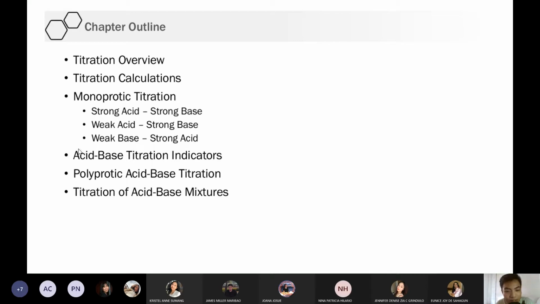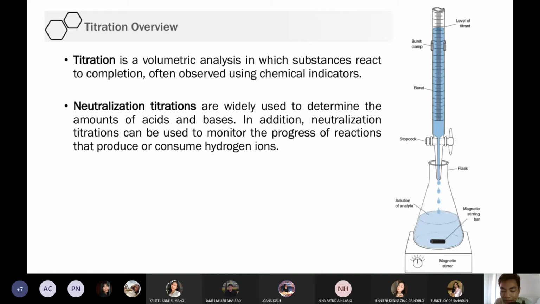Okay. So let's have an overview of the titration. I don't know if this has been discussed in your lecture, pero daanan na rin natin. So when we say titration, titration is a form of volumetric analysis. No? So when we say volumetric analysis, it involves liquids, no? Measurement of liquids used in chemical reaction. Okay, so this is a volumetric analysis in which substances react to completion, often observed using chemical indicators.